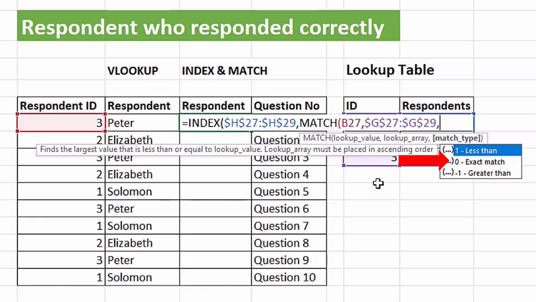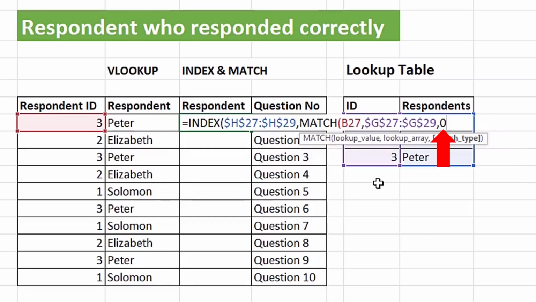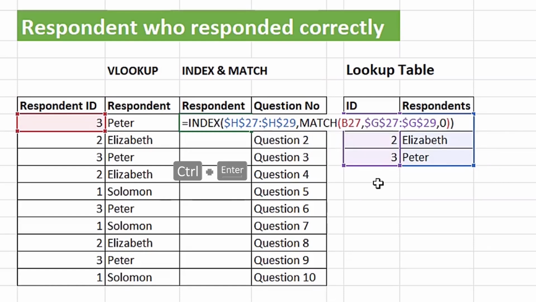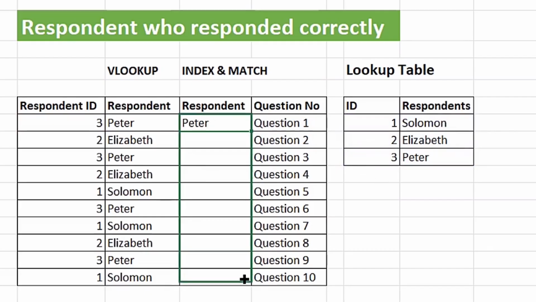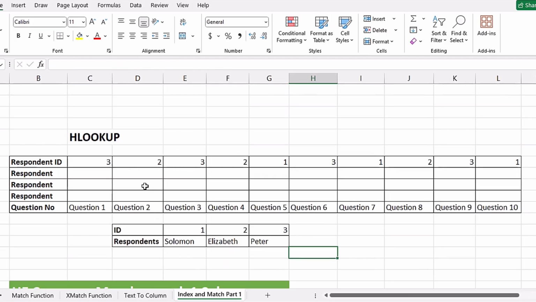We're also doing the exact match here. Down arrow to select 0 or exact match. Tap to select it. Close my bracket on the MATCH function. So the MATCH function is actually delivering for us the row numbers. So I'm going to close my bracket on INDEX. When I Ctrl+Enter, and then I copy my formula down, you can see both methods are giving us the same results.